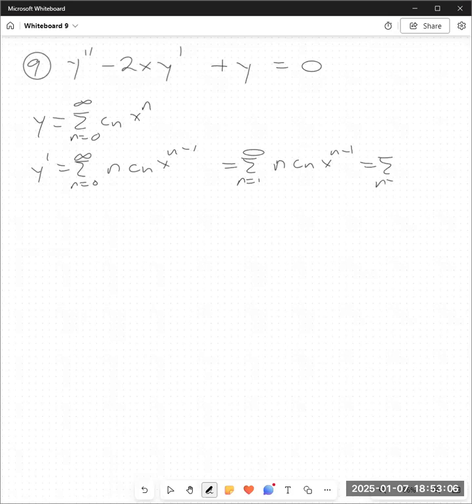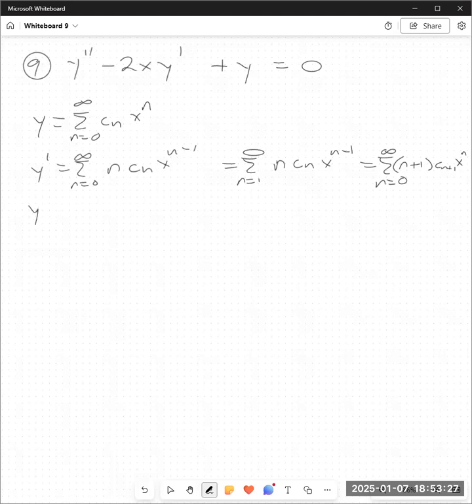It thinks I'm trying to draw shapes. Its first impression is that when I draw a sideways figure 8, then I'm trying to draw an ellipse and doesn't know how to close my ellipse. So n plus 1, Cn plus 1, x to the n.